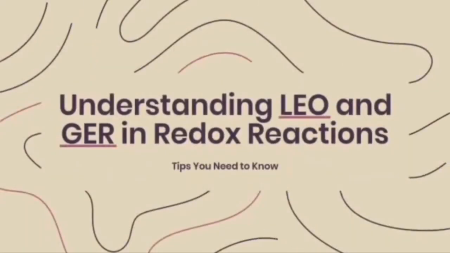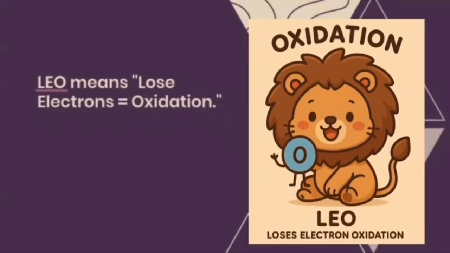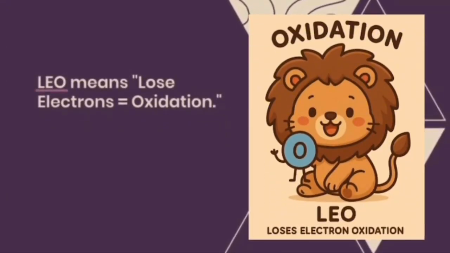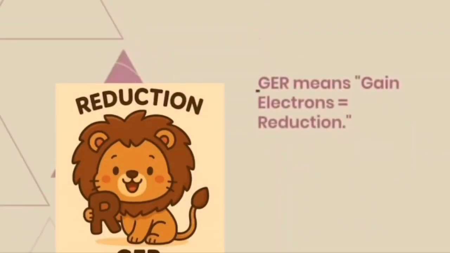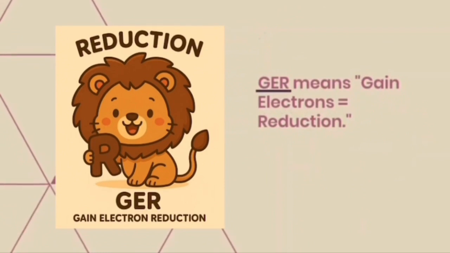Understanding LEO and GER in redox reaction. LEO means lose electron is oxidation, and GER means gain electron is reduction.